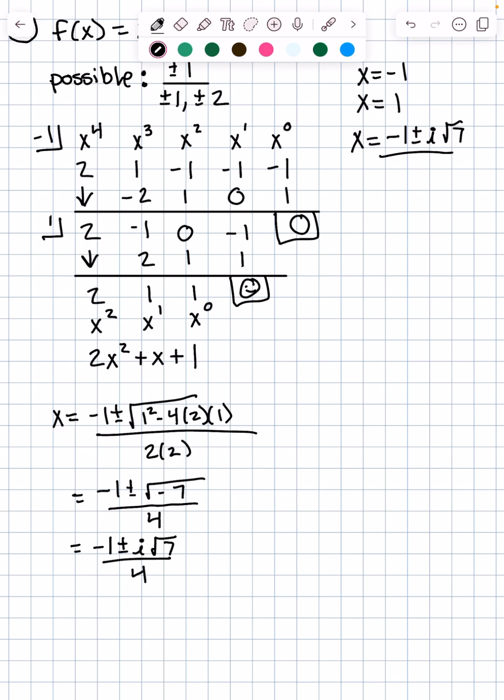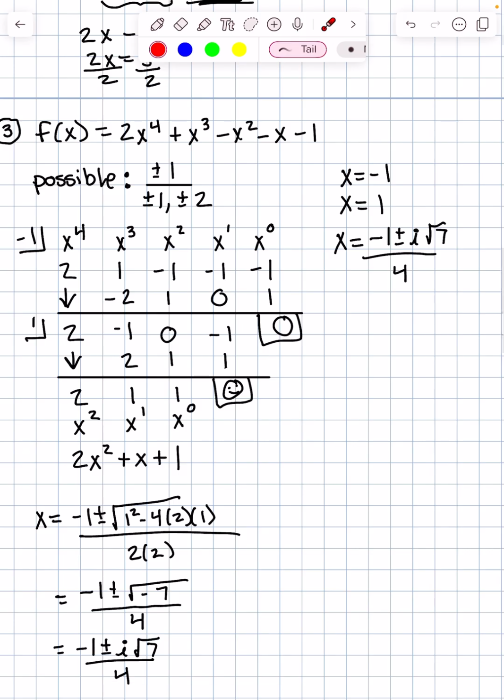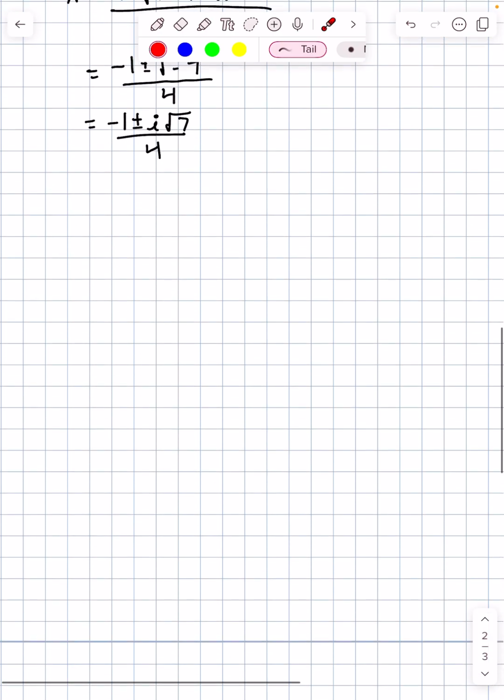So on our graph, when we used our calculator, we saw these 2 solutions for x as our zeros, but we didn't see these solutions because these solutions are not zeros. They are solutions, but they're not x-intercepts because this is an imaginary number. Okay, let's do another similar one.